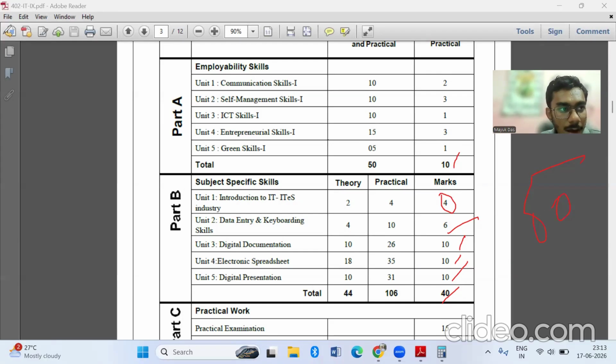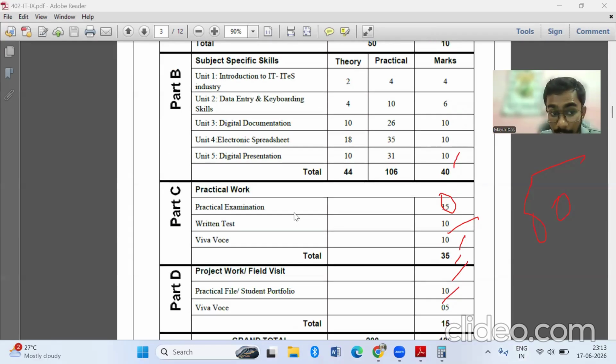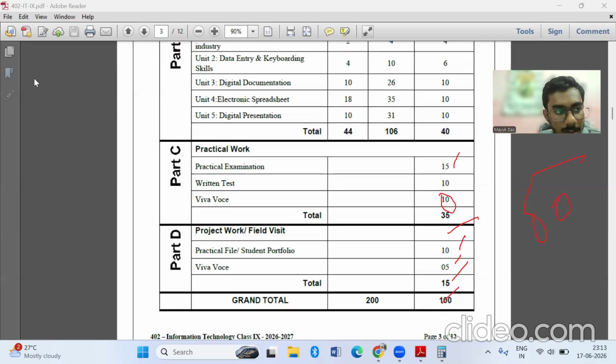And the rest 50 marks will come from the practical side. So what is practical? Let us understand. Basically, there will be a 35-mark practical exam and 15 marks for the portfolio, or practical student portfolio. During our time also the portfolio was there. So portfolio means nothing.